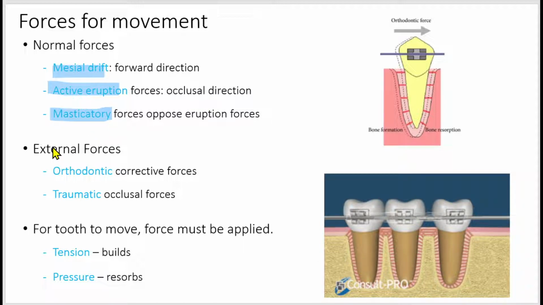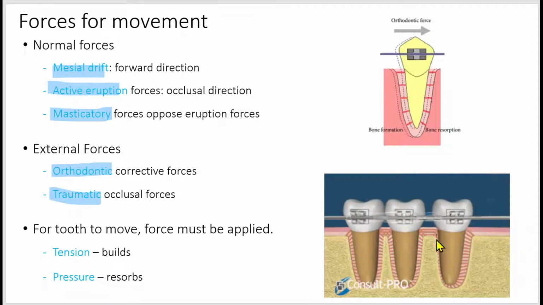But anyway, we also have external forces that we might apply to the teeth, and that is the orthodontic forces, and sometimes traumatic forces. If we're looking at this picture, you can see when you apply force, the periodontal ligament would be under tension on one side, and you have pressure on the other side. And let's look here again. You have pressure here, and what happens when you have pressure is you usually have resorption, and what happens when you have tension, you have build-up. So this is technically how the teeth move.